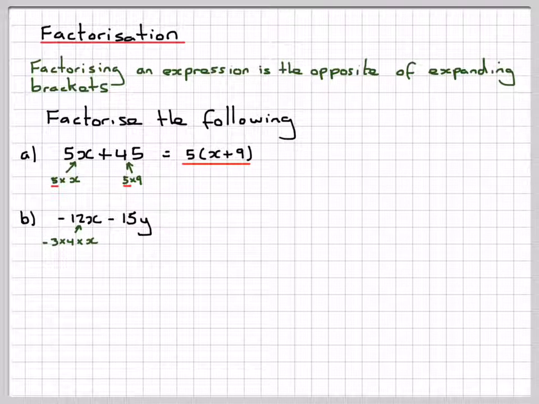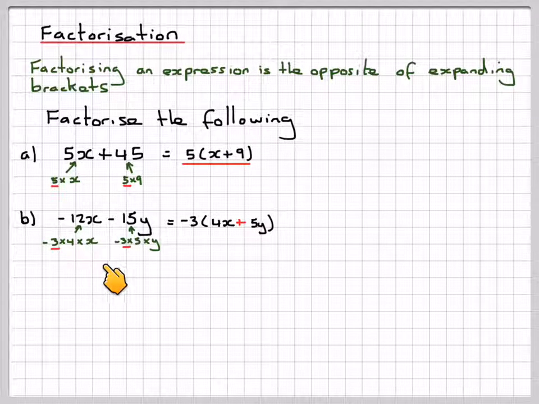B, minus 12x minus 15y. So minus 12x can be split up into minus 3 times 4 times x, and then minus 15y can be written out as minus 3 times 5 times y. And now let's underline what we have in common. We have a minus 3 in common and nothing else. So that can come out. We put in some brackets, and I've got a 4x here, but a plus 5y here because the minus 3 has gone out. So we've got minus 3 brackets 4x plus 5y. Notice the sign has changed.